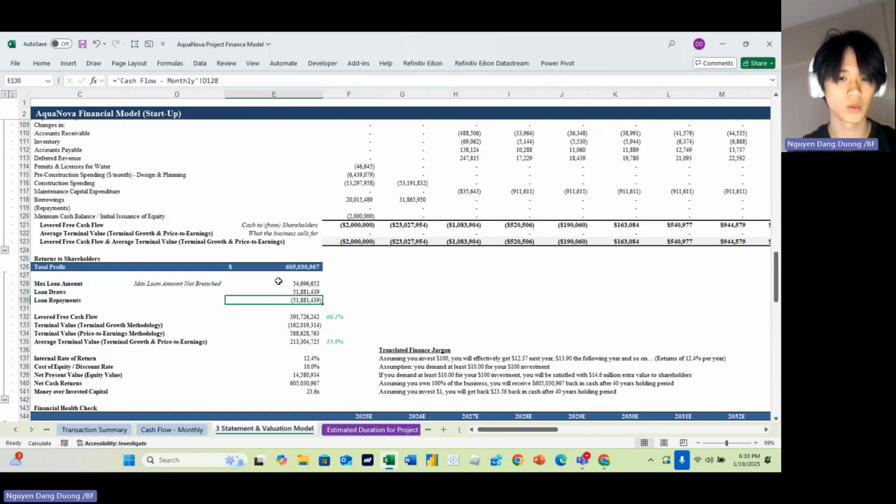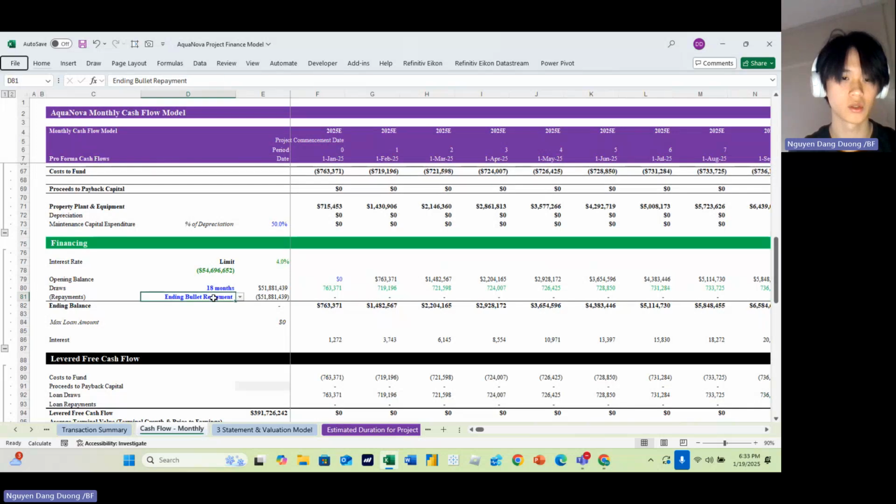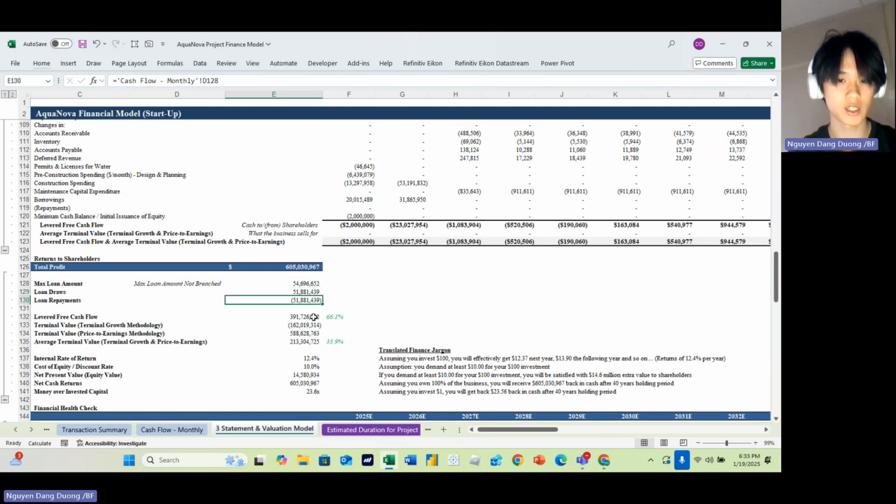And from here, we are able to see that, well, actually let's talk about this right now. See, for ending bullet repayments, investors will get back approximately 12.4% returns per annum. And that's actually pretty good.